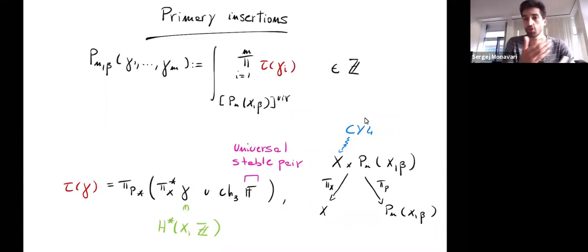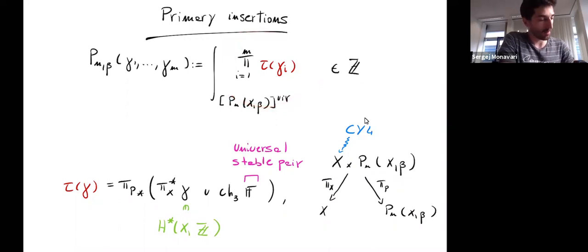So there are many choices of insertions that you can think of. Let me just describe one here, which is the one that we used in our project, but in the end I will say something more general as well. The invariants that you want to put here are called primary insertions. So what are these insertions?